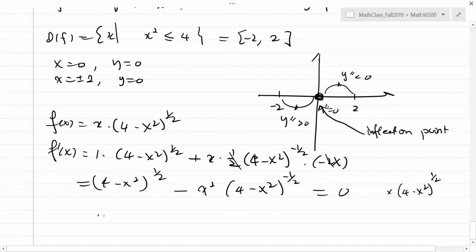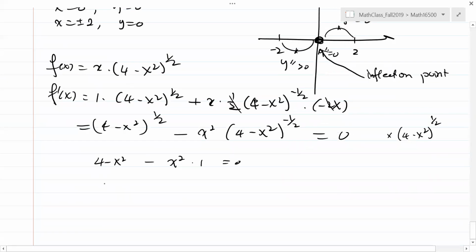So this side is 4 minus x squared. Then minus x squared plus 1. It's going to be 0. So x squared is going to be 2. So x is going to be plus minus square root 2. That's pretty reasonable, right? How do you see that? It should be plus minus. That's 2 numbers.